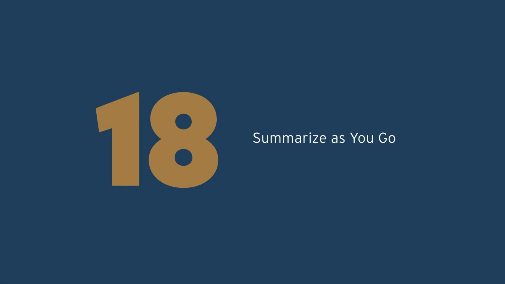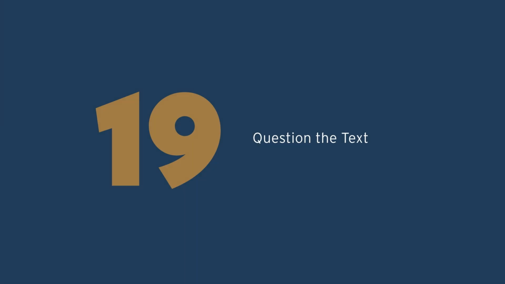18. Summarize as you go. After each section, write 1 or 2 sentences summarizing the argument or the finding. Really important to check if you're actually understanding what you've read. 19. Question the text. Ask, what is the author's evidence, what's missing, and how might I challenge or expand on this in my own research. 20. Stop and reflect. Give yourself intentional pauses to integrate what you've read before moving on.